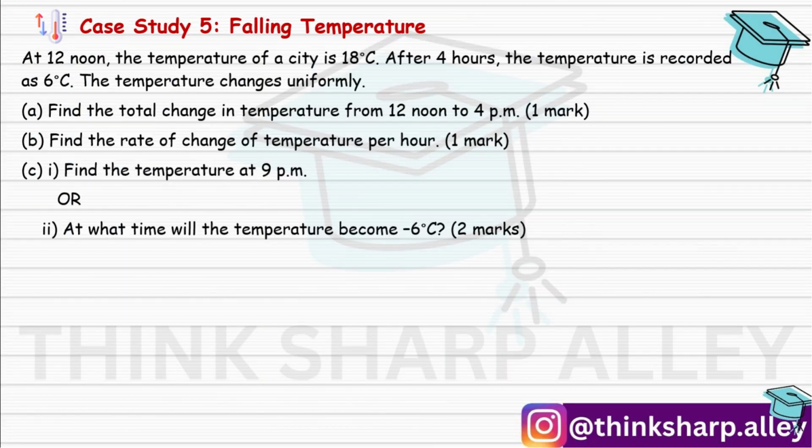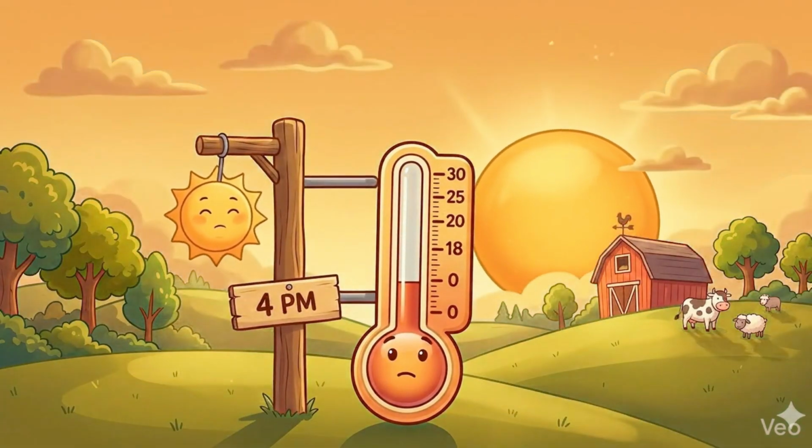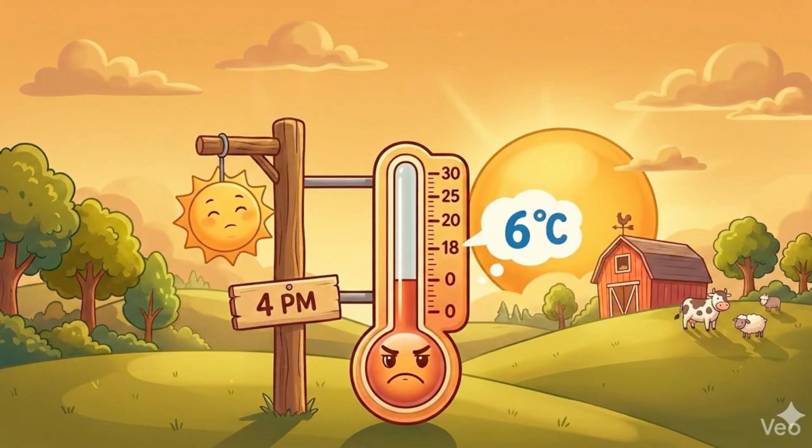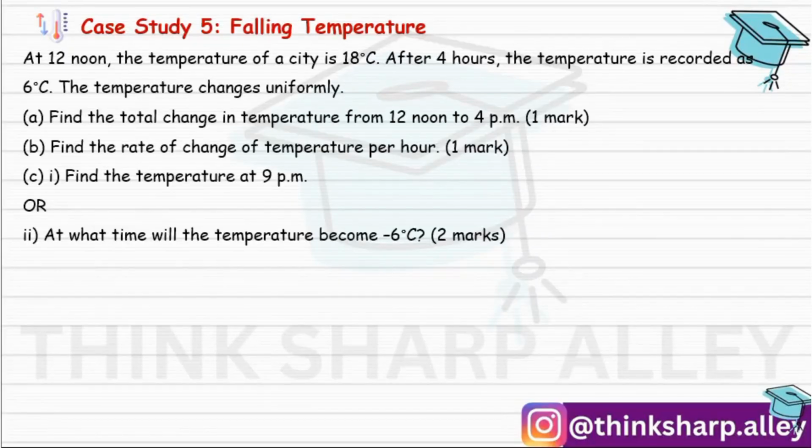This is case study number 5. It says at 12 noon, the temperature of a city is 18 degrees Celsius and after 4 hours, the temperature is recorded as 6 degrees Celsius. The temperature changes uniformly. Because the change is uniform, it means the temperature is dropping by the exact same amount every single hour. So, first part.